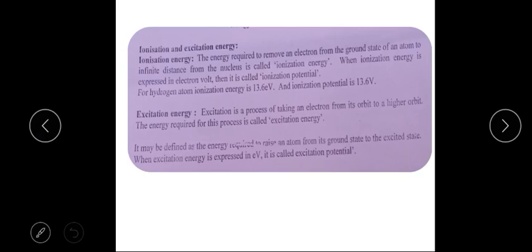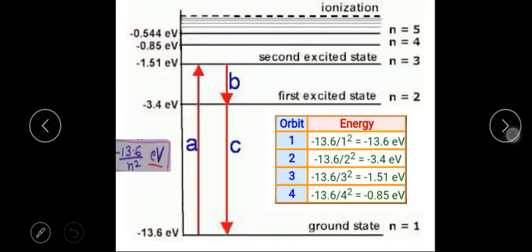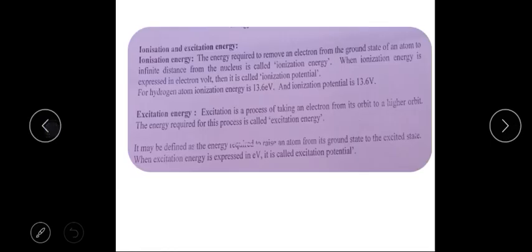The amount of energy required to remove an electron from the ground state of an atom to an infinite distance from the nucleus is called the ionization energy. That means the atom becomes free, or the electron becomes free here. So the energy required to remove an electron from the ground state of an atom to infinite distance from the nucleus is called the ionization energy.